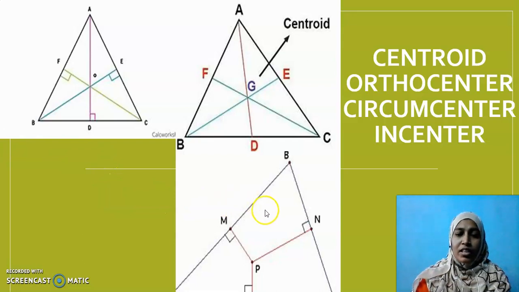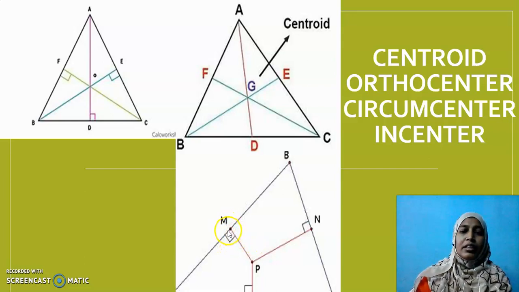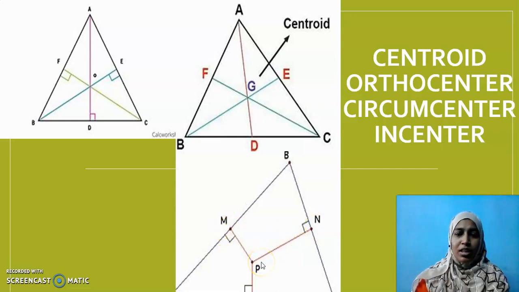Then we have the perpendicular bisector. This one is just a perpendicular line, and it is not necessary that D, E, F should be the midpoints of the sides. But here in the perpendicular bisector, this point M should be the midpoint. Also, this PM line should be perpendicular. I am combining these two rules together, midpoint as well as perpendicular. That's why it is called a perpendicular bisector. This perpendicular bisector again meets at a point called the circumcenter.